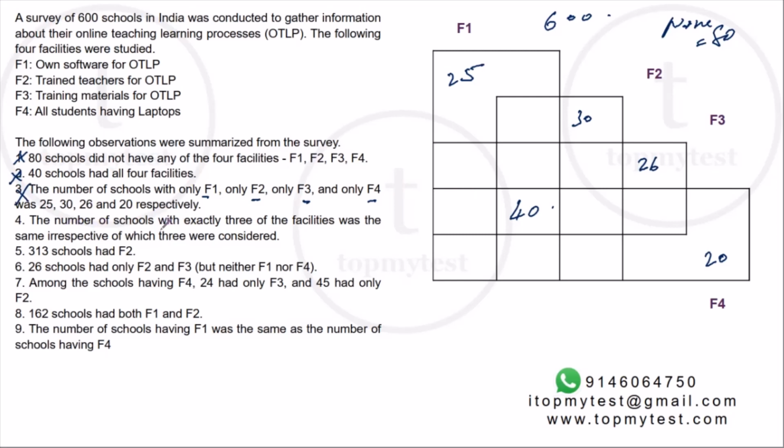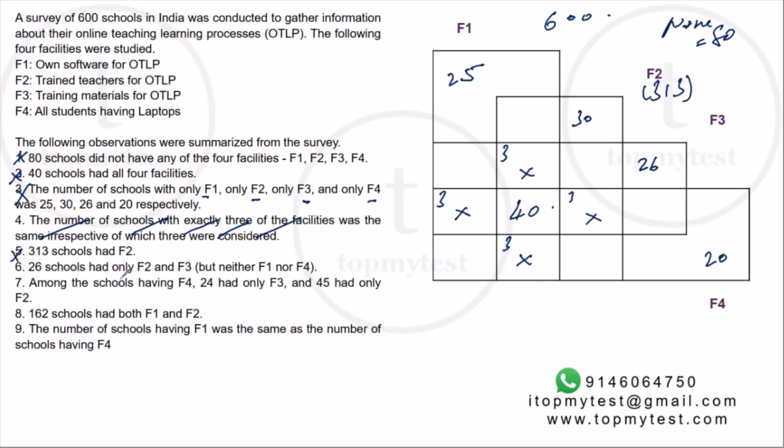The number of schools with exactly 3 of the facilities was same irrespective of which 3 were considered. So anything which has 3 facilities will all be the same. Exactly 3 facilities will be these 4. Right, so let's call all of them X. All of them are equal and equal to a number X, which we don't know as of now. Okay, 313 schools had F2. So F2 is 313.